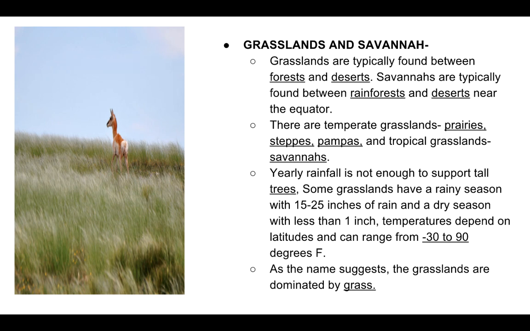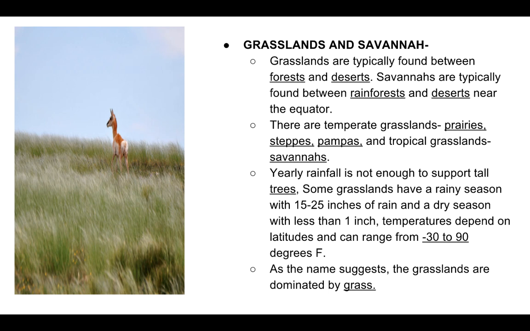And yearly rainfall is not enough to support tall trees. Some grasslands have a rainy season with 15 to 25 inches of rain and a dry season with less than 1 inch of rain. Temperatures depend on latitudes and can range between negative 30 to 90 degrees Fahrenheit. So even more of a range of temperatures.